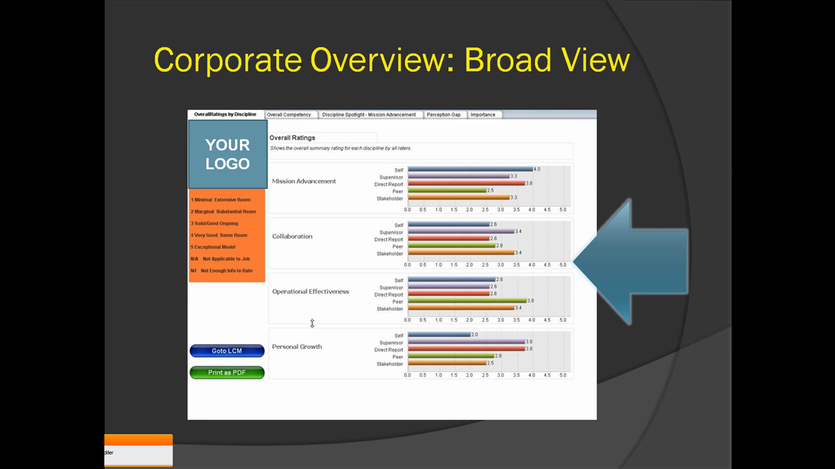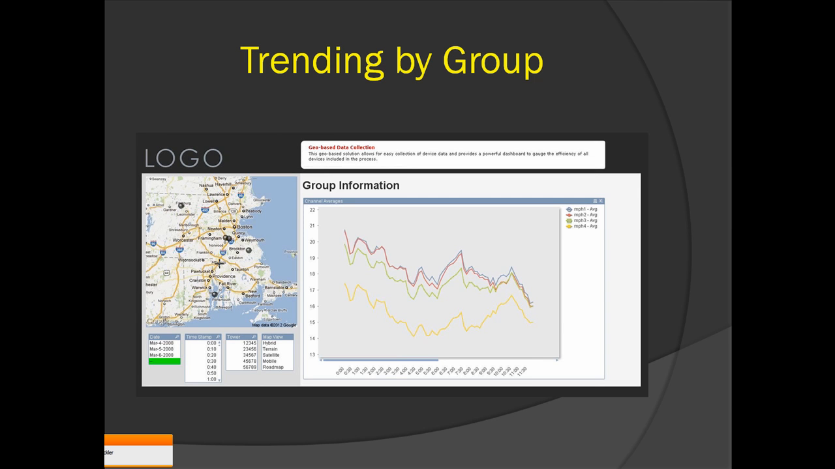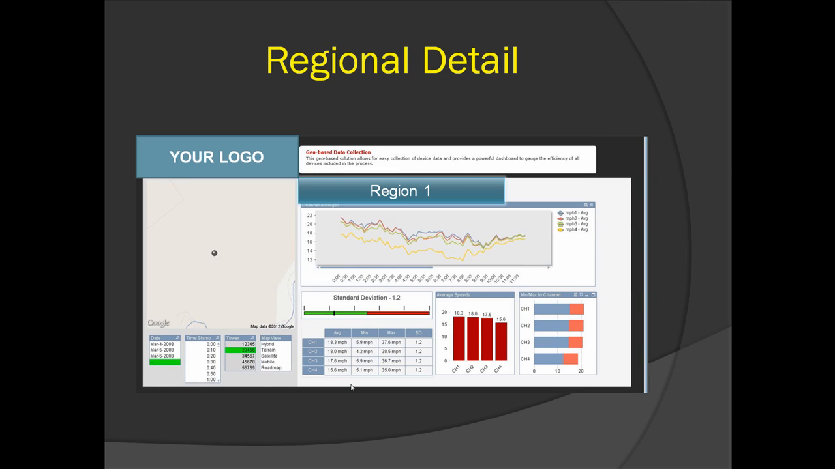Corporate overview and the broad view in terms of how you're progressing towards your overall goals and objectives. Trending by group again, all the way down to region detail in terms of how people are scoring.